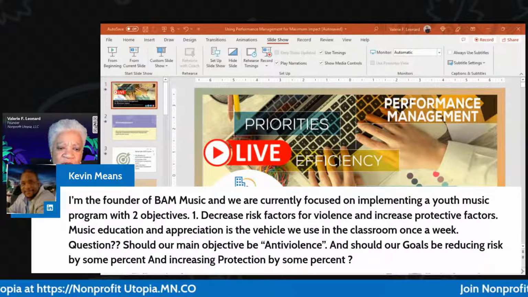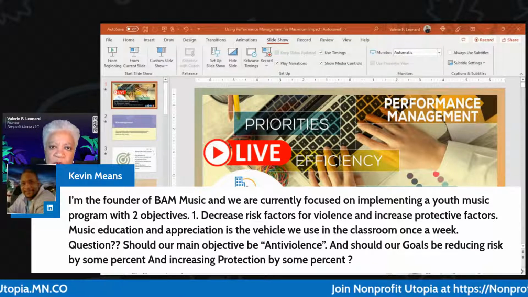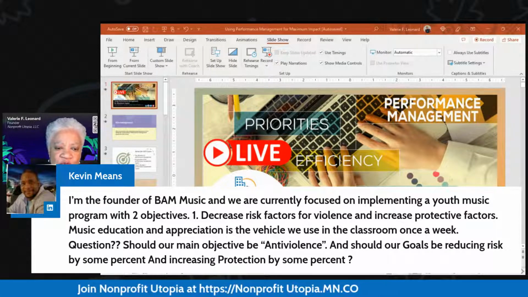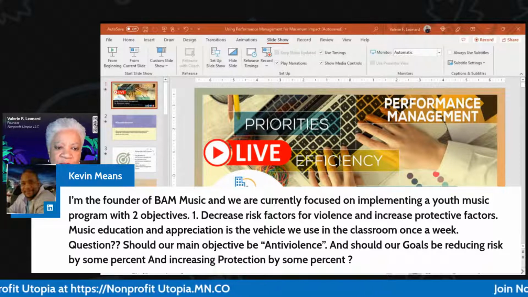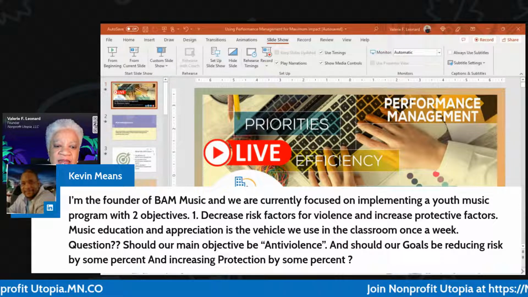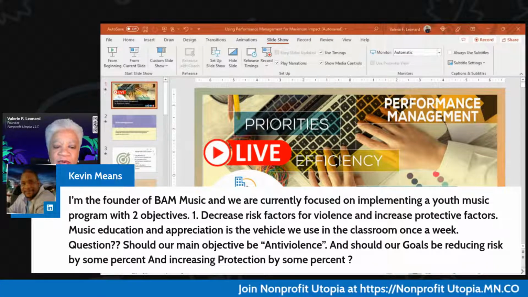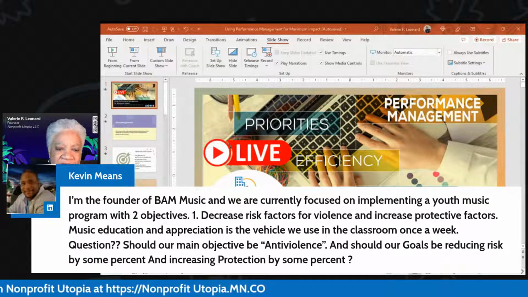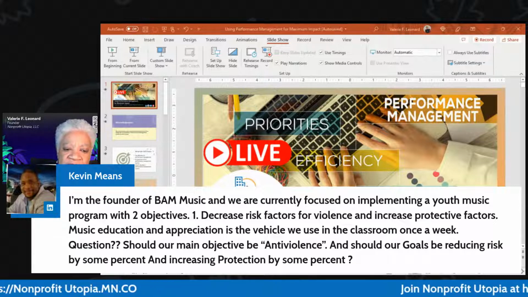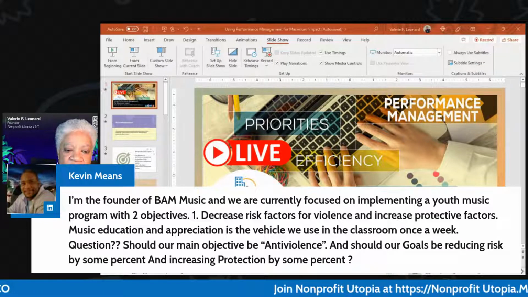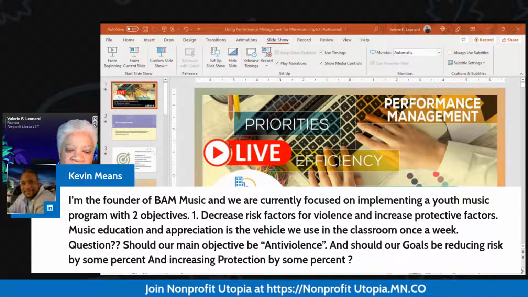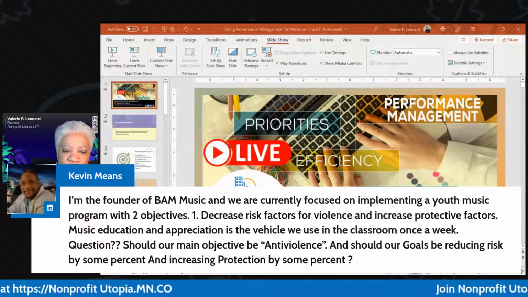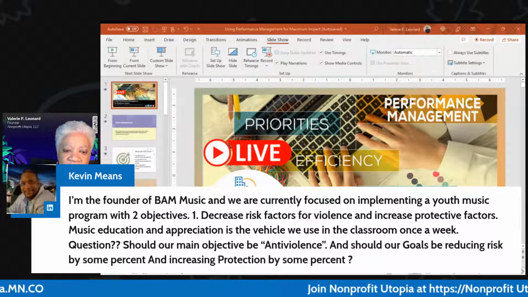But yes, your main objective, at some point I would imagine, will be at a higher level than just the music program, right? The music program is going to be one of the ways that you actually provide a protective factor. All right. So your main objective, and I really do need to see the program itself because, like I said, I have a sense that your music program is probably part of a larger anti-violence program. And music is one of the ways that you are addressing that.